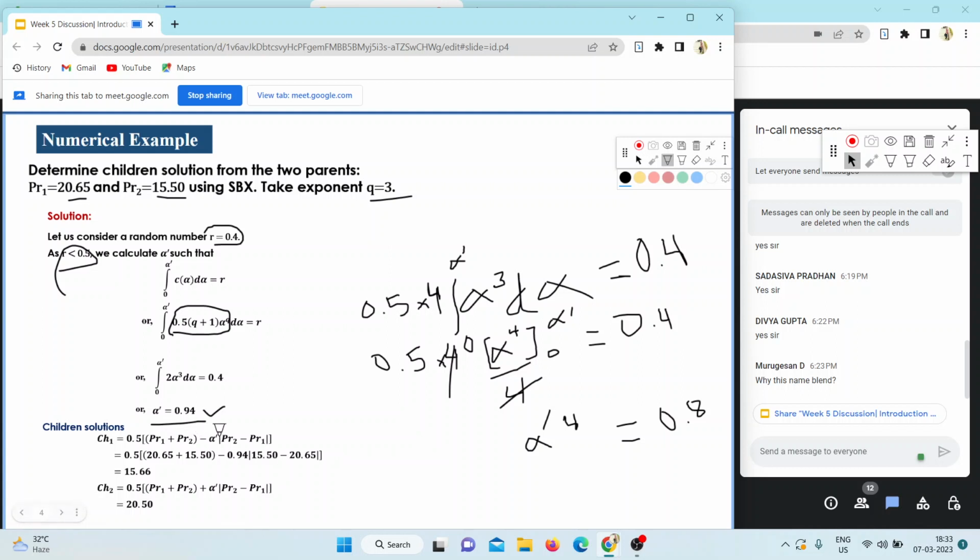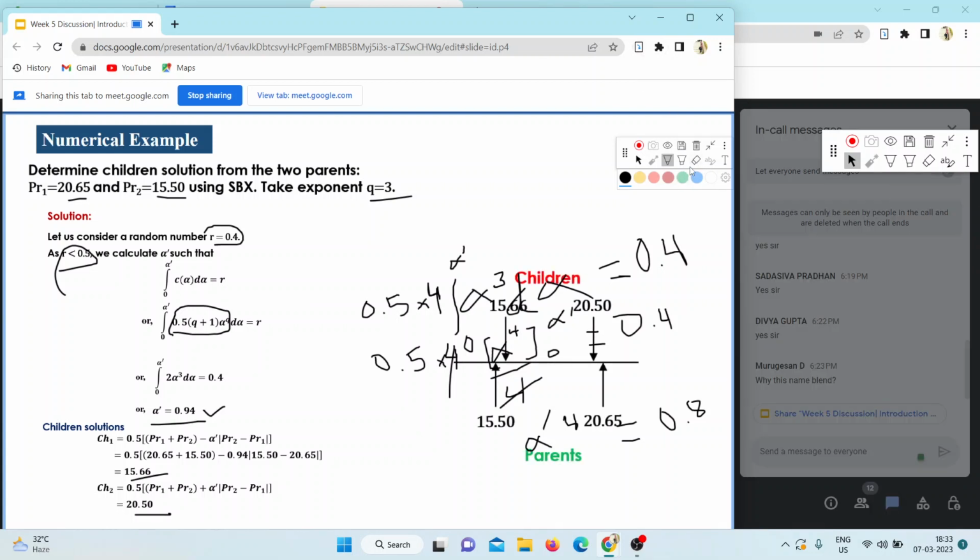When you get alpha dash, you will get the two children solutions as 0.5 (parent 1 plus parent 2) minus alpha dash (parent 2 minus parent 1), and similarly 0.5 (parent 1 plus parent 2) plus alpha dash (parent 2 minus parent 1). So you will get these two solutions as your children solutions for the two parents, parent 1 and parent 2. And let me erase this.